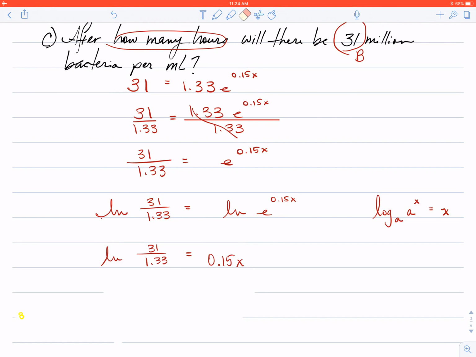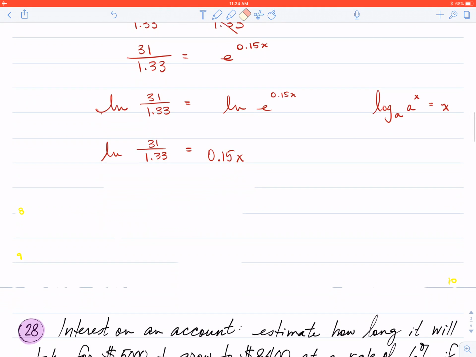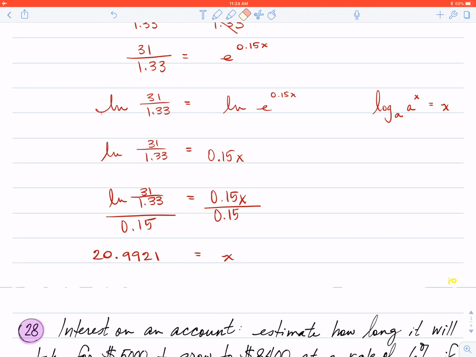Then the next thing, continuing to solve, we want to get X by itself. So we're going to divide on both sides by that 0.15. And now's when I can get my calculator out and let my calculator do the work on that. I get my calculator out and I'm going to come up with a number, 20.9921.